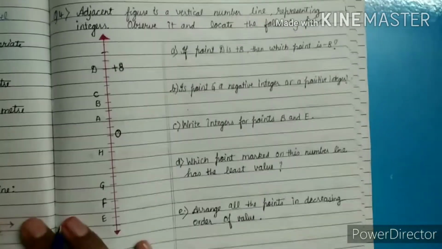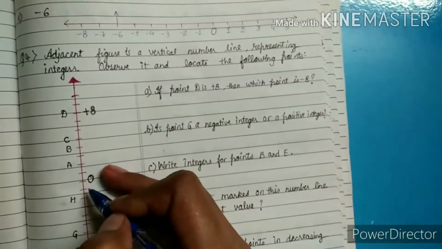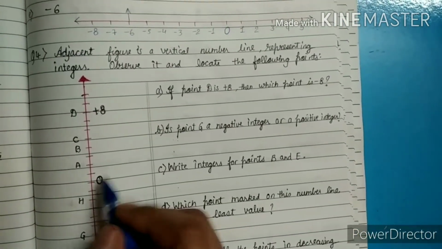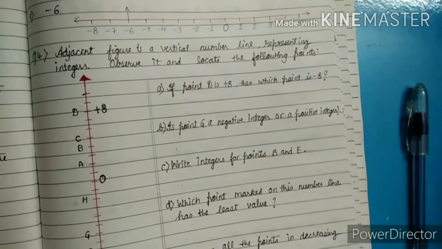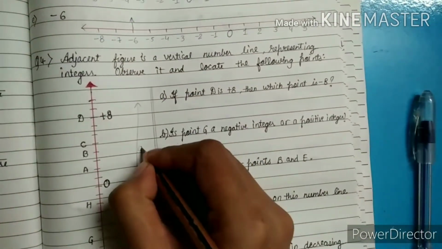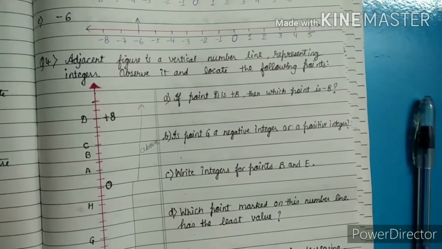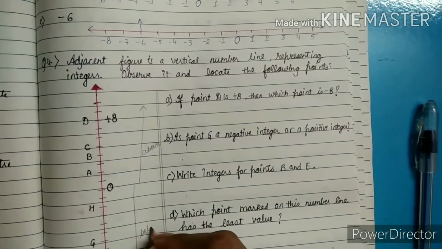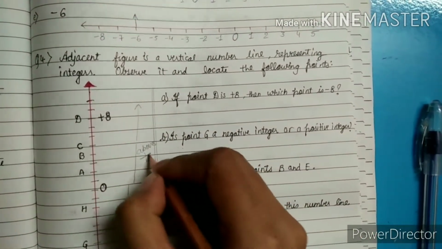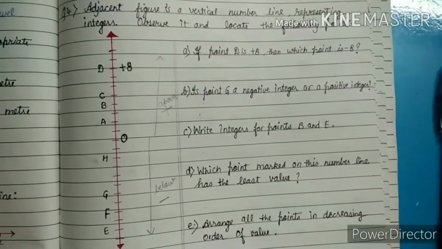So let's put all the integers for every alphabet. Here we have 0. So here we have all the terms above, and here we have all the terms below. So we know an above term is represented by a plus symbol and a below term is represented by a negative symbol.